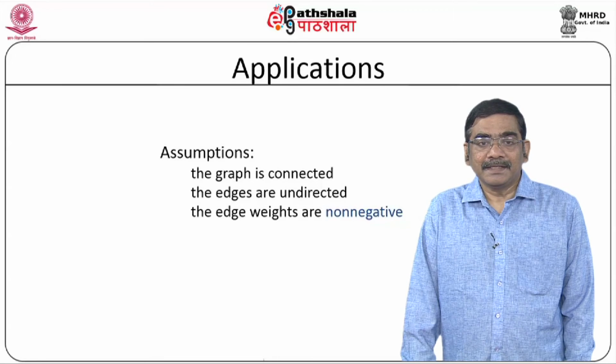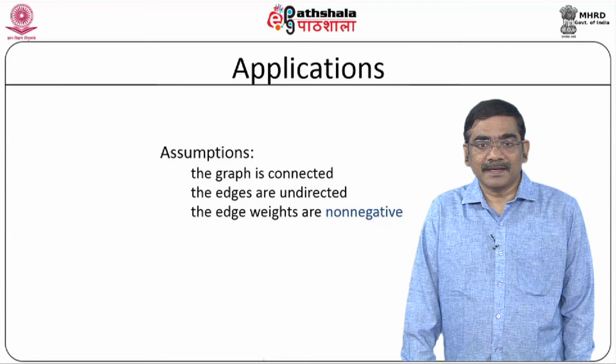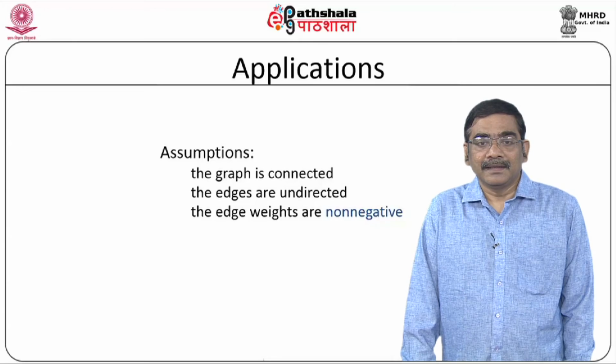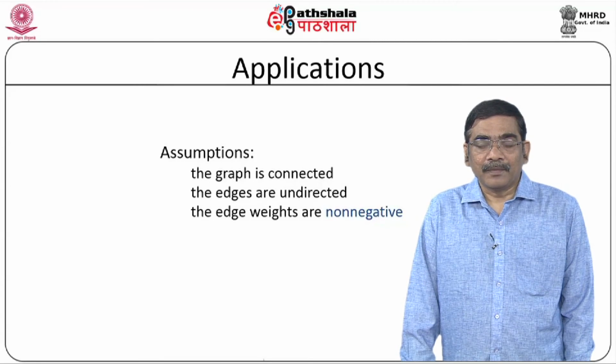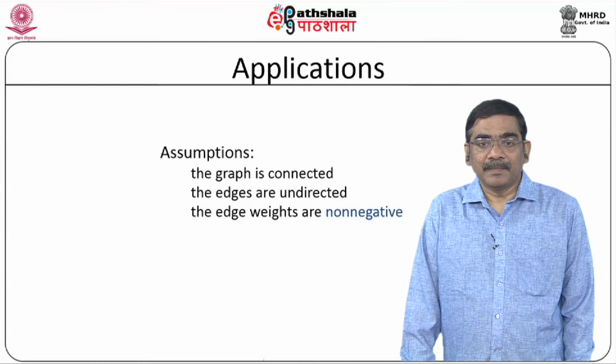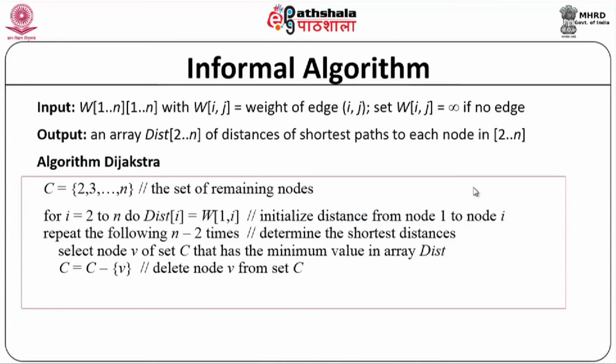So, assumptions are: the graph is connected, the edges are undirected, and the edge weights are non-negative. This assumption is very important because the edges can also be directed, but one important assumption, which is very much important, is the non-negativity of the edges.